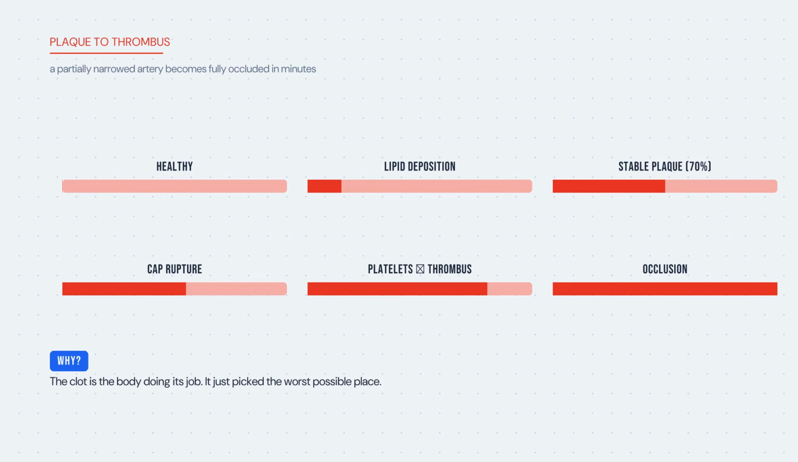Here is the critical part. A stable plaque with a fibrous cap can narrow that artery by 70%, and the patient may only notice it when they exert themselves. But when the cap ruptures, and rupture is what plaques do, the body sees exposed collagen and does what it is designed to do. Platelets swarm the site. A clot forms. And in minutes, a partially narrowed artery becomes a completely occluded one.